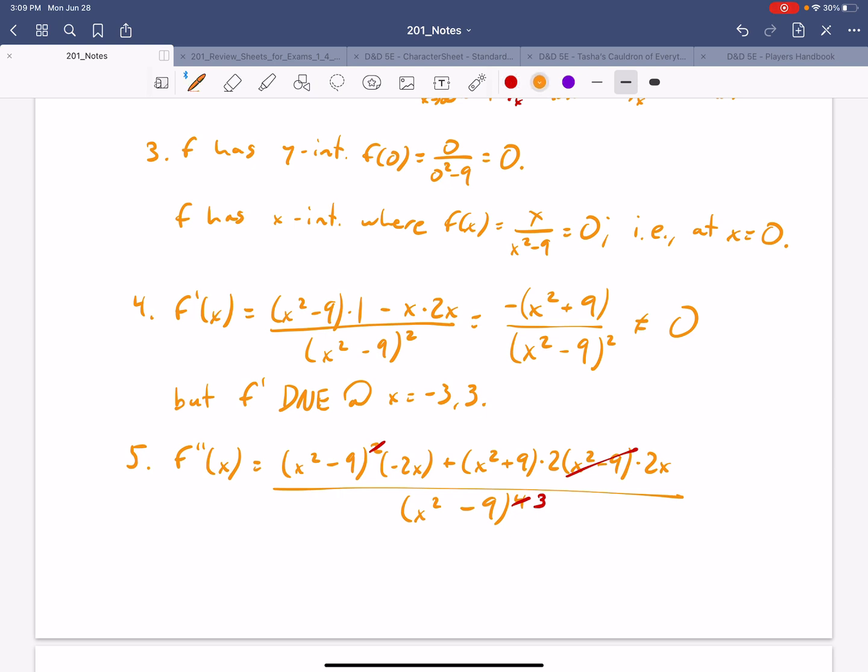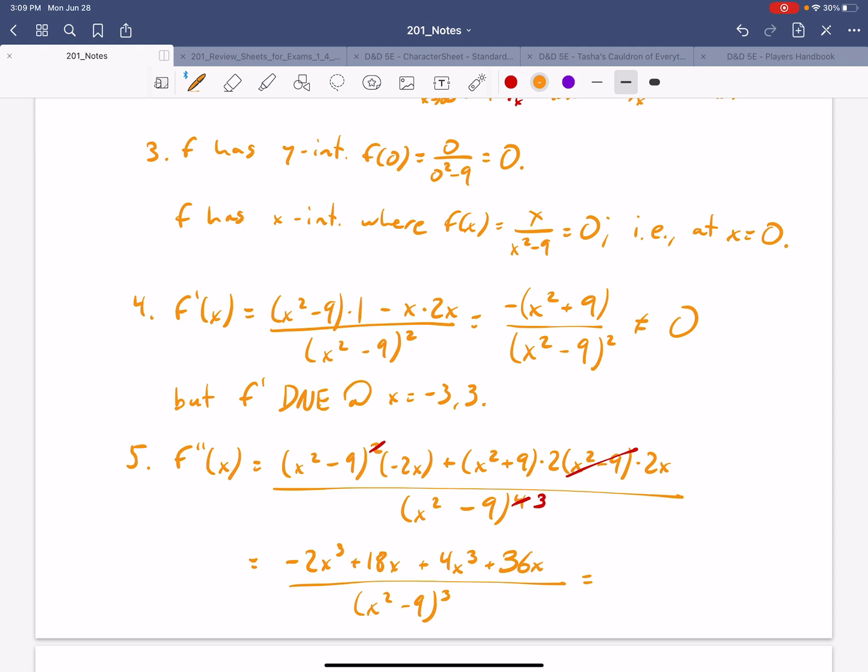Alright, now it looks like at this point I think we're going to have to multiply this all out. And I don't think there's an easier way to do this. So that's going to be negative 2x cubed plus 18x plus 4x cubed, right? Because this is 2 times 2x times this stuff. Plus 36x all over this stuff. Remember, it's cubed because we canceled out a copy.